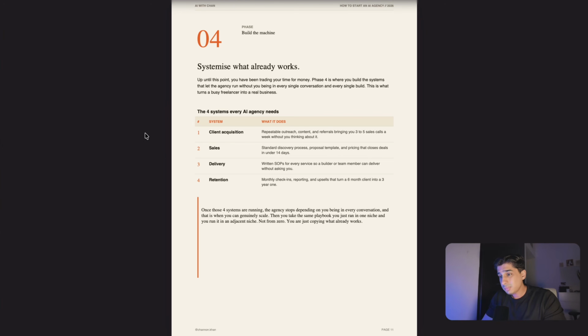And again, a bonus tip here: the best way to see if you know what you're doing is to just use it in your own business, right? Whatever automation you're trying to build, you can just try it out in your business first, because again, there's no harm done there. Now, you need to systemize what already works.